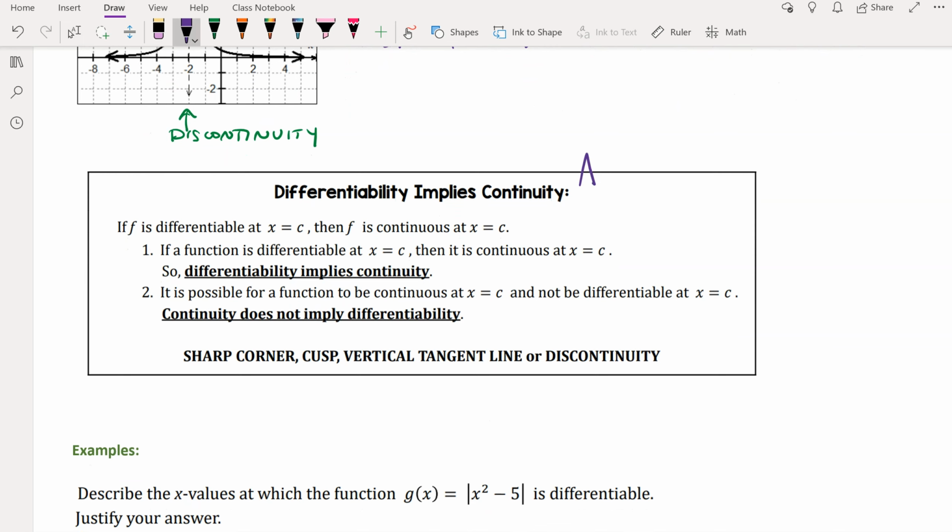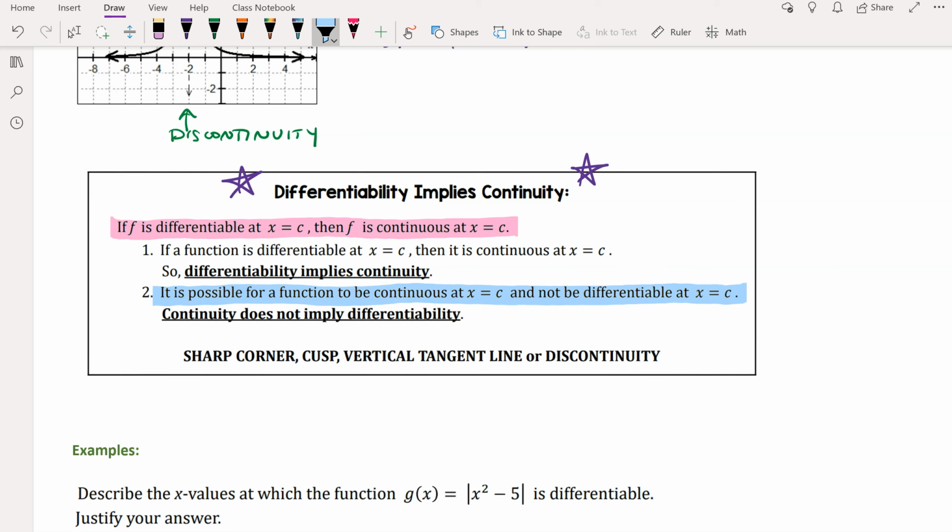differentiability implies continuity. Okay, so if f is differentiable at x equals c, then f is continuous at x equals c. That's important, so you should write that down. If you can take the derivative at a point, then that means your function is continuous at that point. And so that means differentiability implies continuity. But you need to know something. It is possible for a function to be continuous at x equals c but not differentiable at x equals c.